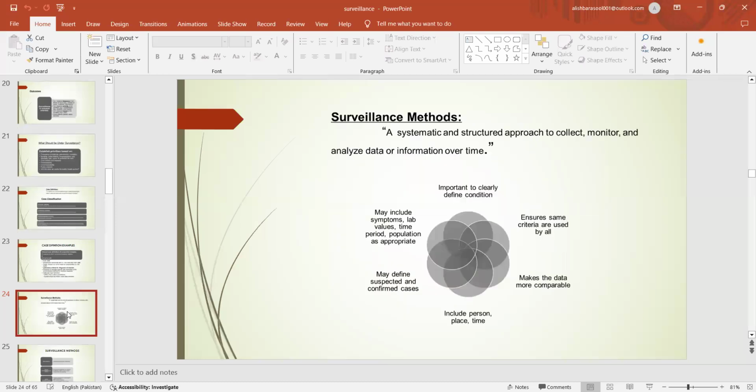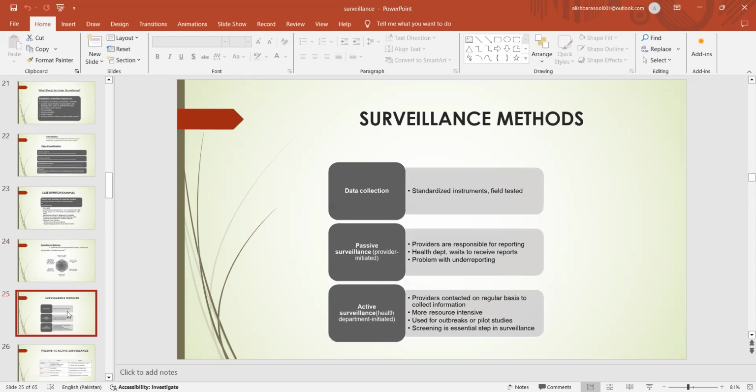A surveillance method is a systematic and structured approach to collect, monitor, and analyze data or information over time. It is important to clearly define the condition and ensure the same criteria are used by all, which makes the data more comparable. Definitions include person, place, time, may define suspected and confirmed cases, and may include symptoms, lab values, time period, and population as appropriate. Surveillance methods use standardized instruments, field tested.